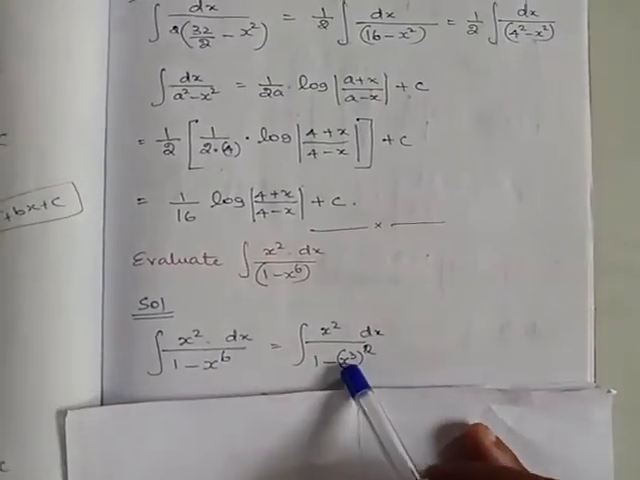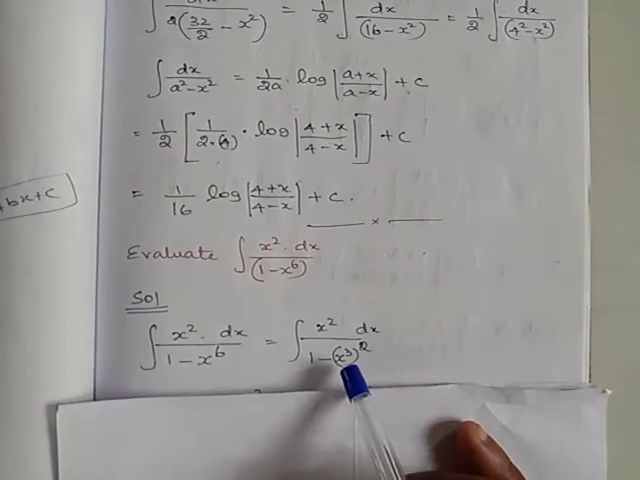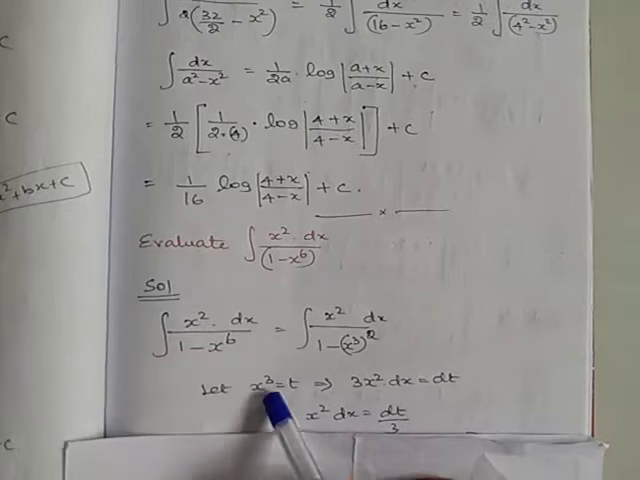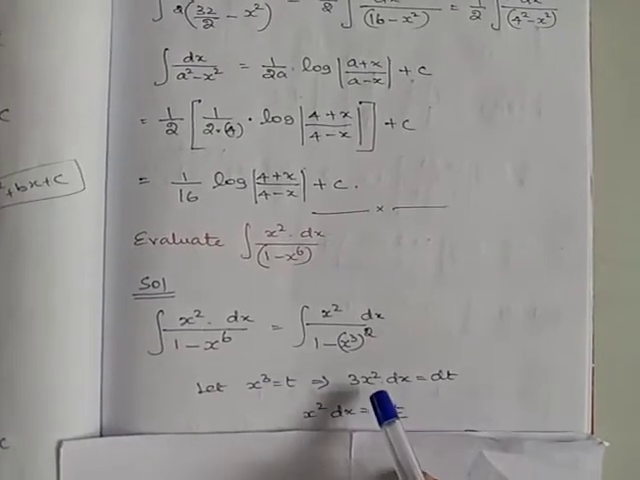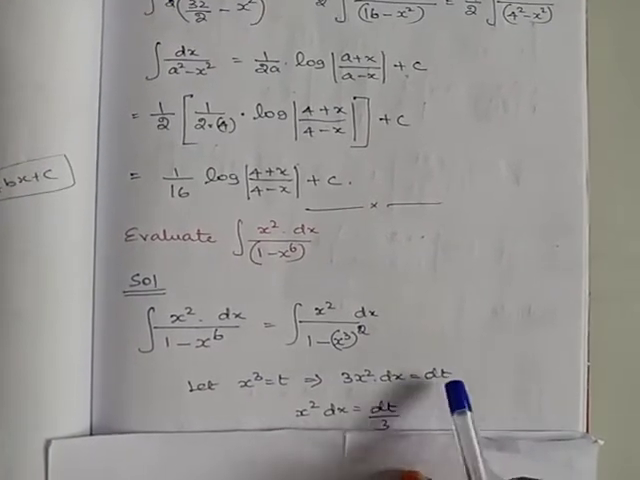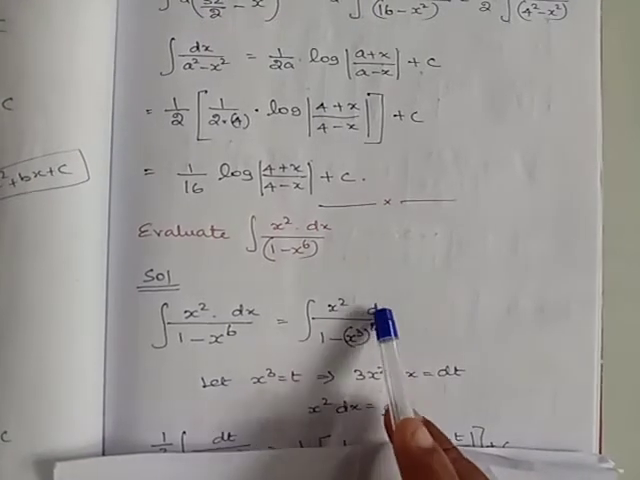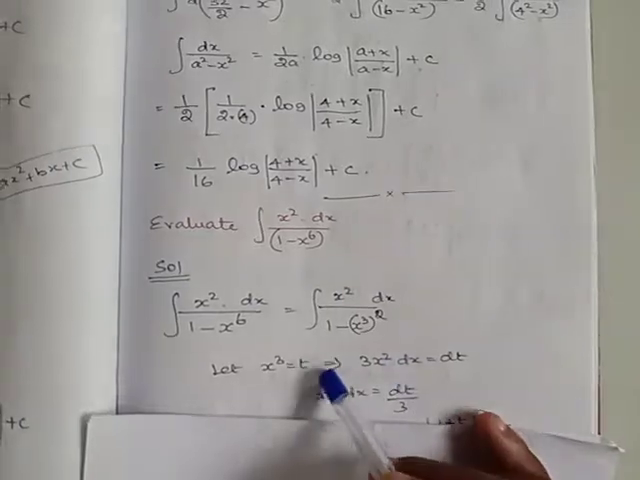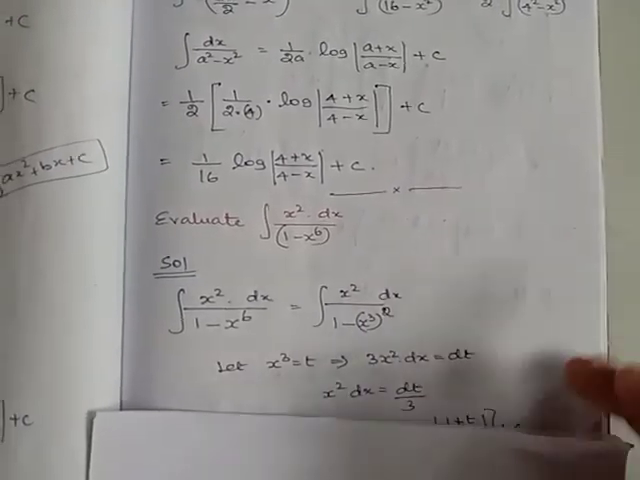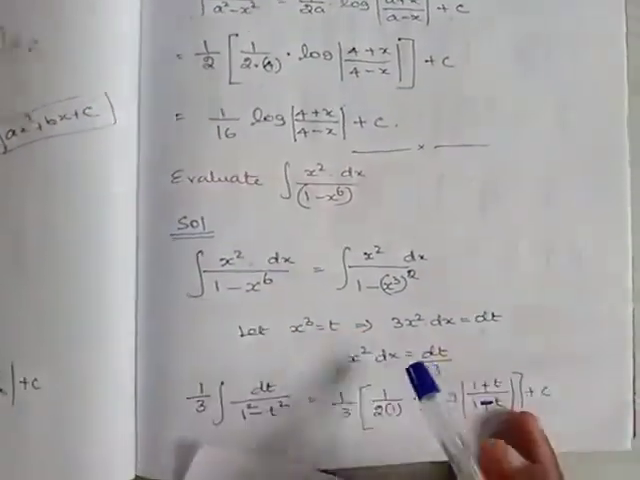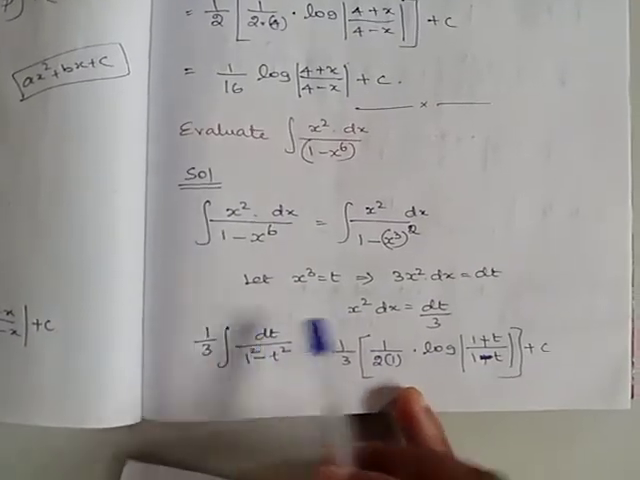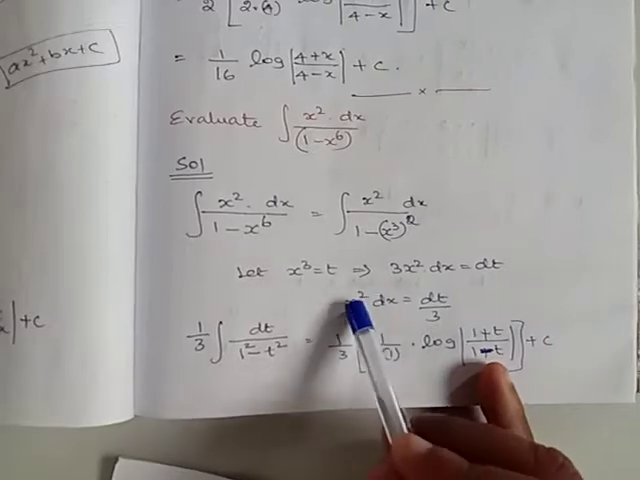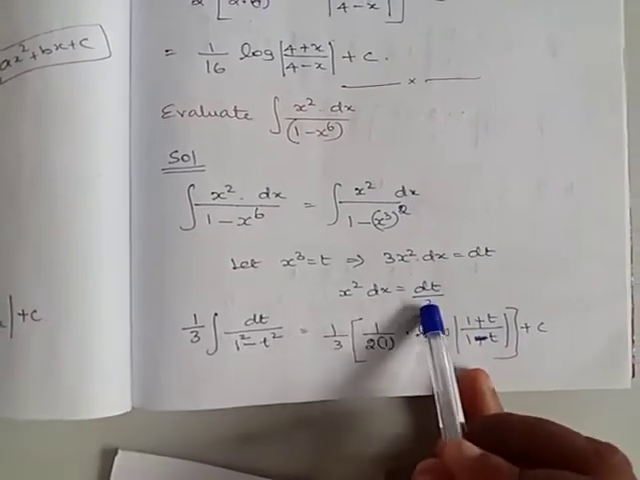x power 6 can be written as x cube whole square, and then if we take x cube as t, when we do derivative on both sides, we get 3x square dx is equal to dt, and in place of x square dx we can substitute dt by 3. When you rewrite this question in the form of t using the substitution technique, the question becomes like this. In place of x square dx we can substitute dt divided by 3.